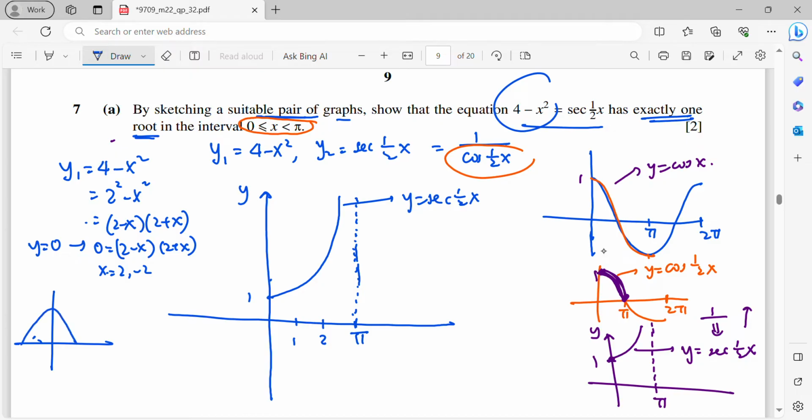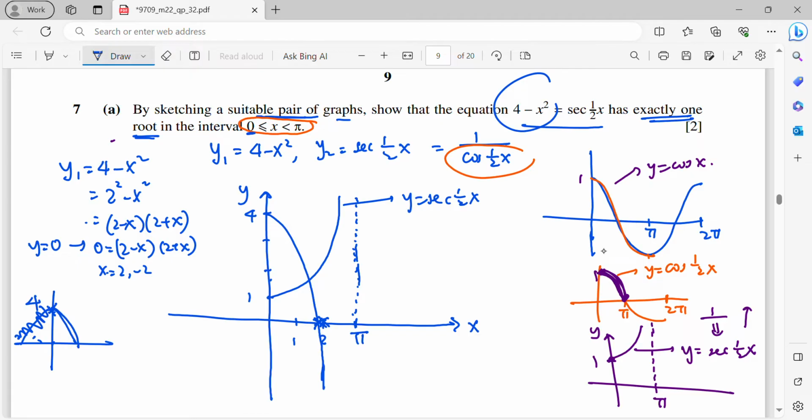When x is 0, your y is 4. But then, since we sketch from 0 to pi, that means we don't bother with this part. I will just draw this part. So when x is 2, y is 0. When x is 0, y is 4. So let's say here is 2, 3, 4. Then now I'm getting this graph. It is a quadratic curve. Let's say here is 2.